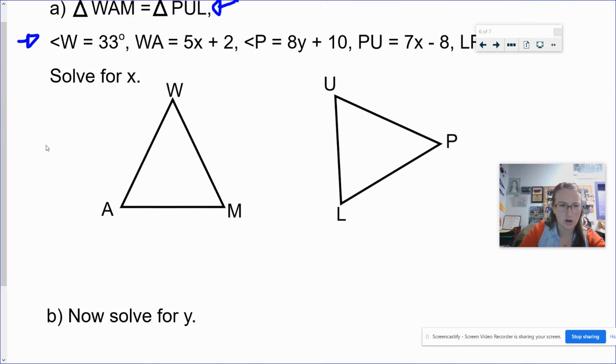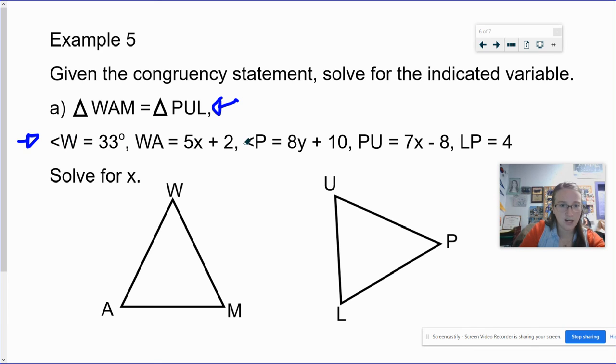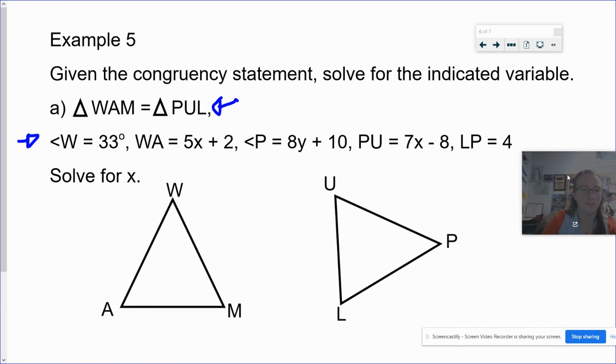Actually, I want you guys to try that. Read everything here. I want you to try labeling everything on this picture. Go ahead and give it a shot and we'll check. Okay, so angle W is 33 degrees. That should have gone here.